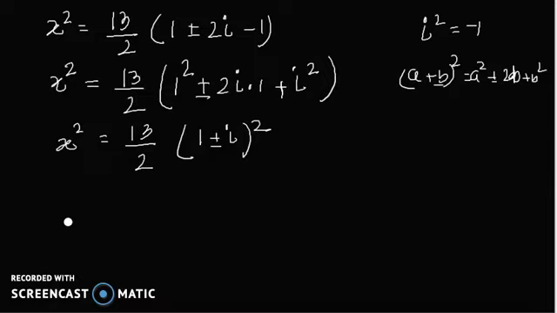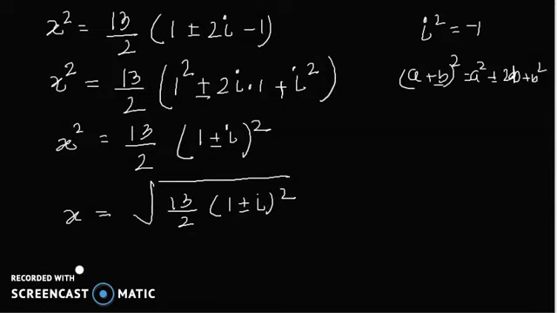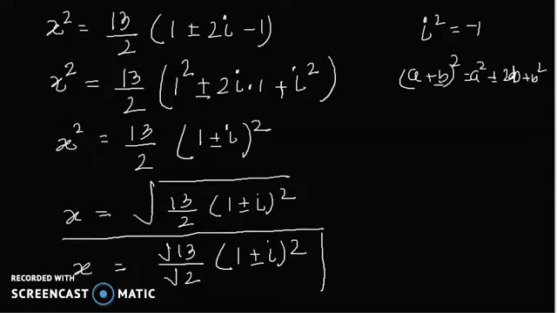Now taking square root both sides, we get x on the left side. So x equal to root under 13 by 2 times 1 plus minus i whole square, which finally gives us x equal to root 13 by root 2 times 1 plus minus i whole square. And that is the final step, and that is our answer.